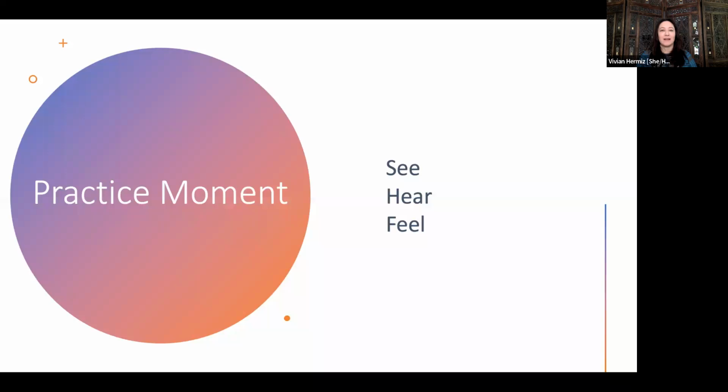If it's mental talk with a movie playing in the back of your mind of what that thought is, you can label that as see, hear. And of course, you can label them individually.